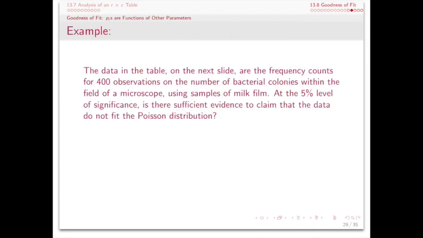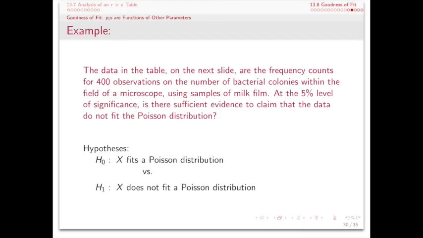So let's look at an example. The data in the table on the next slide are frequency counts for 400 observations on the number of bacterial colonies within the field of a microscope using samples of milk film. And we want to test at the 5% level of significance whether or not there is sufficient evidence to claim that the data do not fit a Poisson distribution.